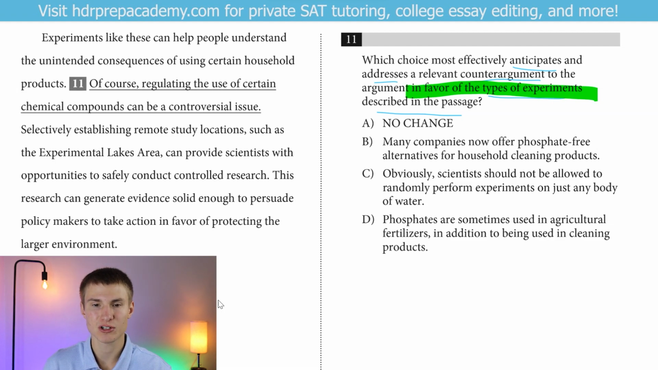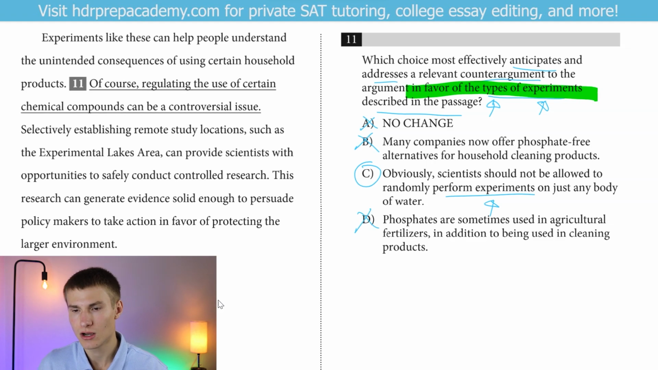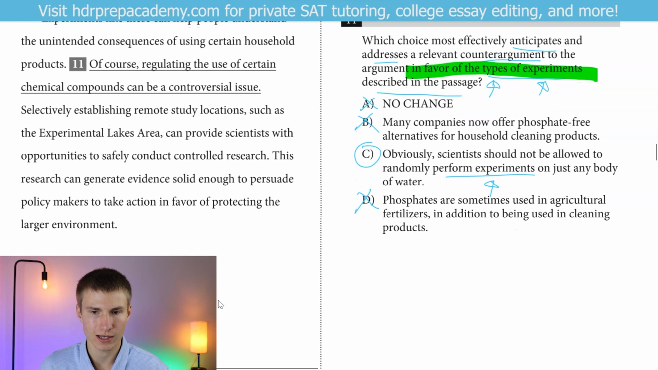So we have option A, of course, regulating the certain use of chemical compounds could be an issue. No, we want to focus on that, use of experiments in natural settings. B, many companies now offer phosphate-free alternatives. No, we want to focus once again on the experiments. C, obviously scientists should not be allowed to randomly perform experiments on just any body of water? Yes, that's focusing on the types of experiments as I highlighted in that question. Okay, and then answer choice D, phosphates are sometimes used in agricultural fertilizers. Once again, that's getting away from our prompt there. So our answer there's got to be C.